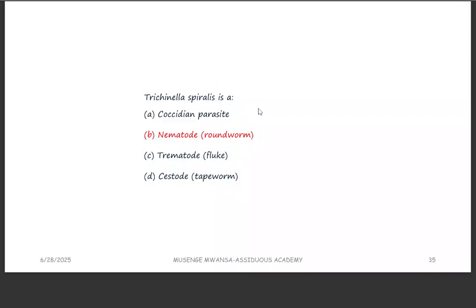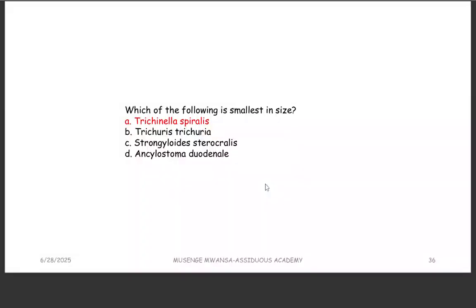Trichinella spiralis is a roundworm, as we said. Roundworms, we call them nematodes. For the flatworms, you divide them into cestodes and trematodes. Cestodes are the tapeworms, trematodes are the flukes. These ones are flatworms or platyhelminths.